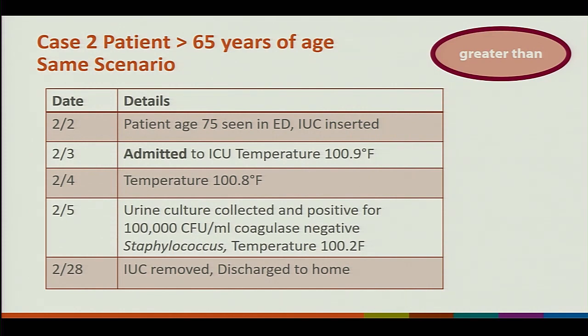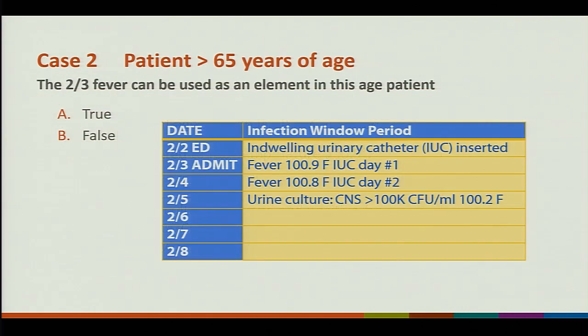Okay, now we're going to look at a patient greater than 65 years of age. Almost the same scenario. On February 2nd, the patient is the age of 75 in the ED. We have a catheter inserted. Admitted to ICU, we have temps on the 3rd and the 4th. The urine culture is collected for coag-negative staph. On 2/28, the catheter is removed and discharged home.